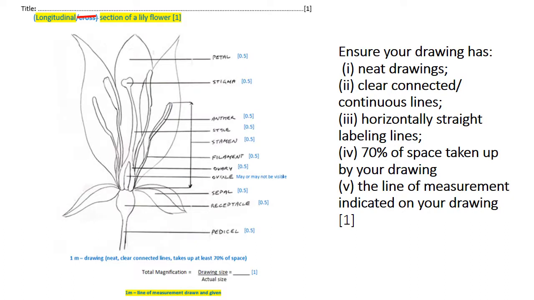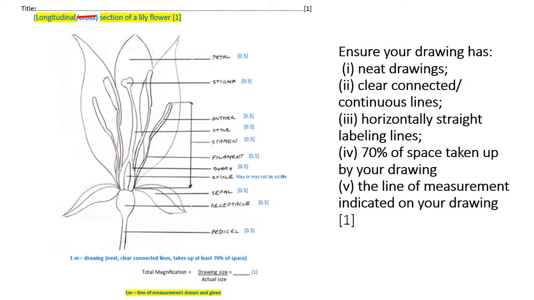Now this is an example of how your drawing should be. I will start with the title. The title should be longitudinal section of a lily flower. So this is a complete title. That means you give the section, and you also give the name of the flower.